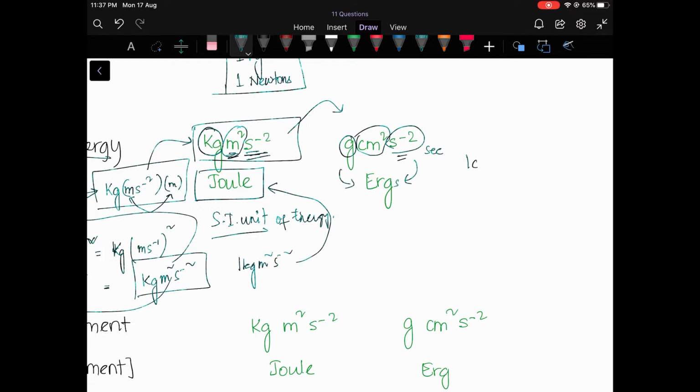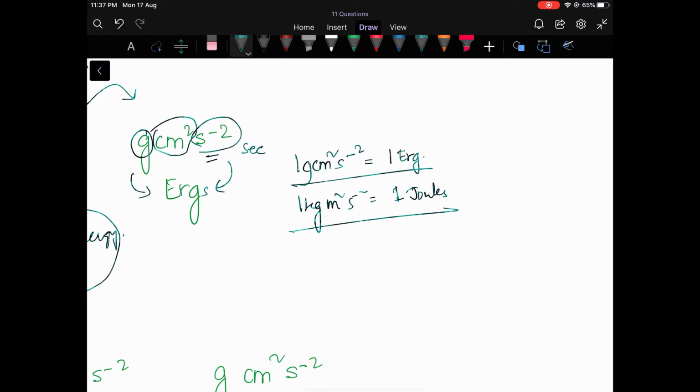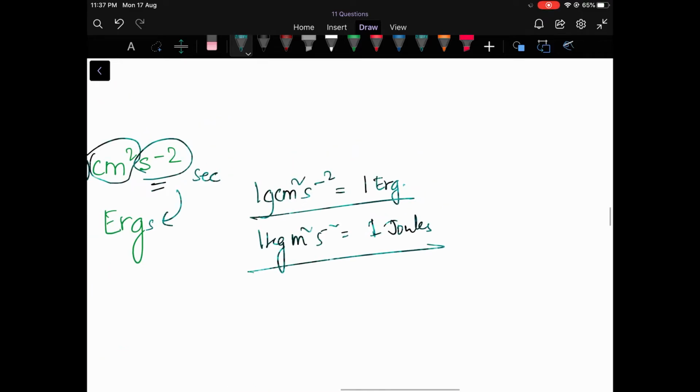That means 1 gram centimeter square second minus 2 is what is known as 1 erg for us. And 1 kilogram meter square second minus 2 is known as 1 joule for us. Just to tell you, your CGS system is a smaller unit system and your SI system is a bigger unit system. At this point, just to recall, if I'm talking about 1 newton, I'm talking about force.